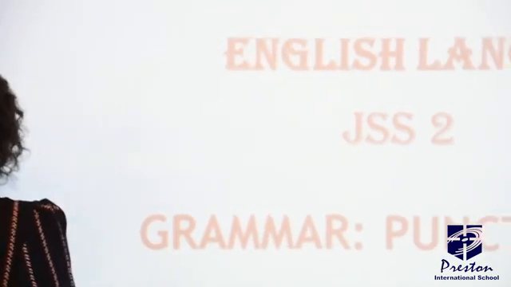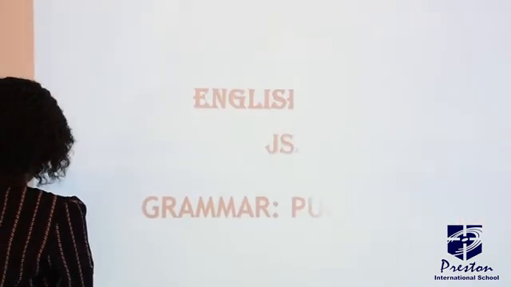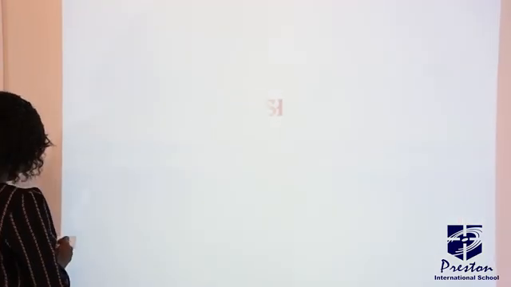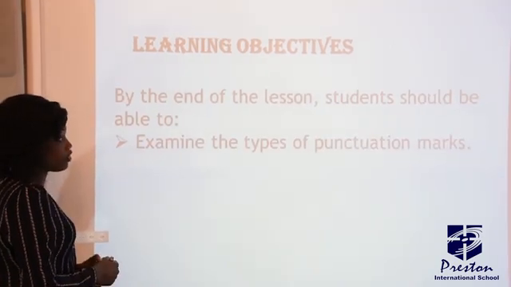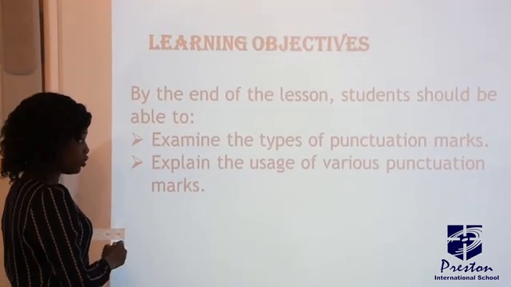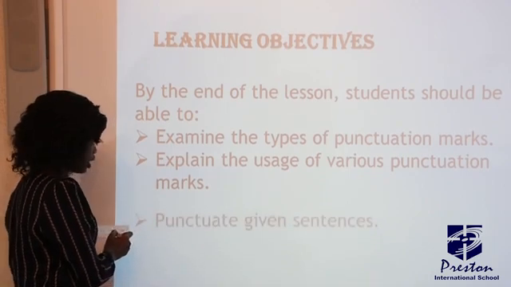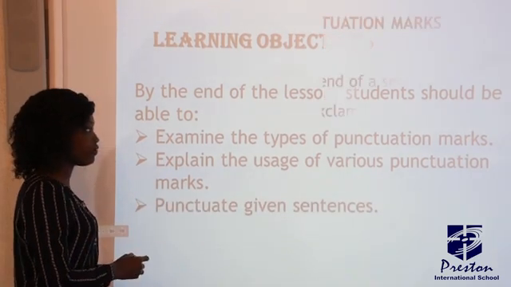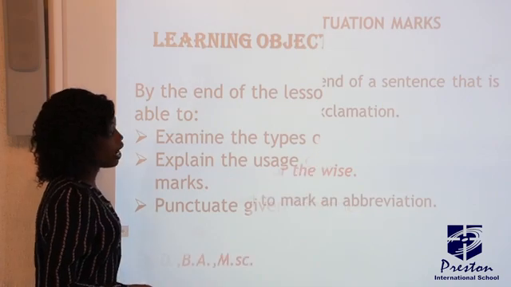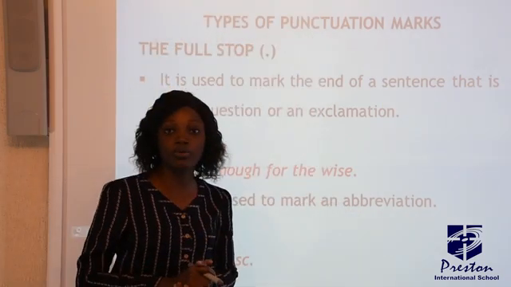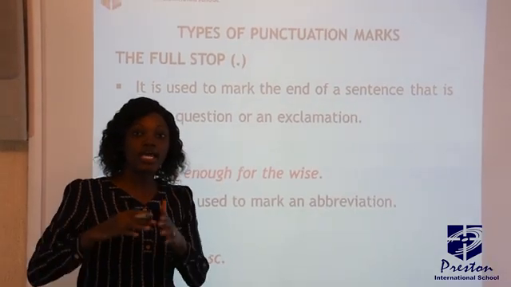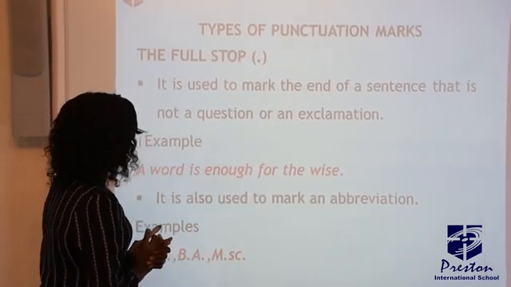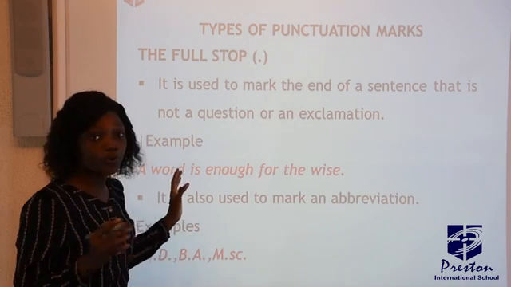Today we are looking at the topic punctuations. What are the objectives for today's class? Number 1. Examine the types of punctuation marks, explain the usage of various punctuation marks, and punctuate given sentences. So having known the usage of these punctuation marks, you will be given sentences to punctuate, and then from there you punctuate sentences.